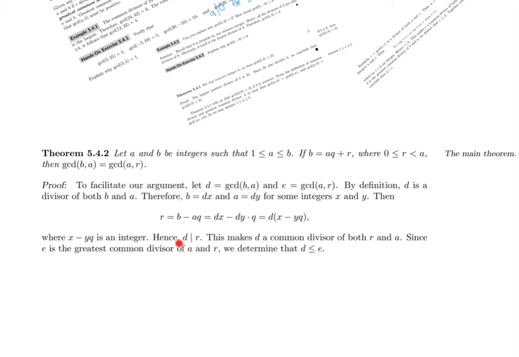So d divides r. Again, we've written r as d times an integer. That's exactly what d divides r means. So that means d is going to be a common divisor of r and a. Why is that? Well, we know d divides a, and we just showed d divides r. So d is a common divisor of both r and a. Well, we know that e is the greatest common divisor of a and r. So since d is a common divisor, it has to be less than or equal to the greatest common divisor of a and r.